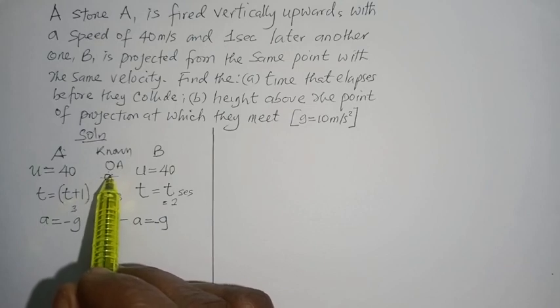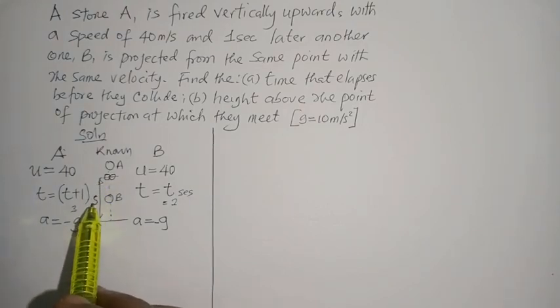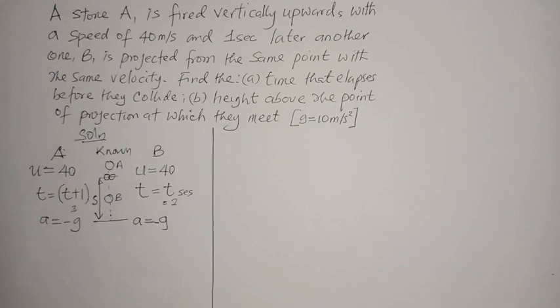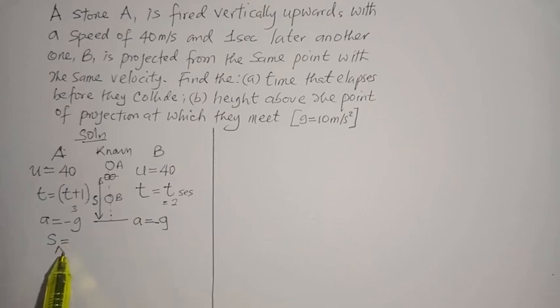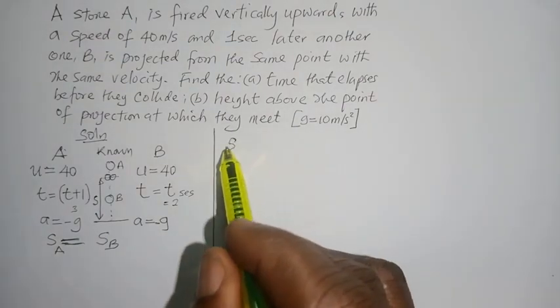By the time the two stones meet, let's say around here, when they collide with each other, they will be at the same vertical distance above the ground. That is, both stone A and B will be at the same height above the ground at the point where they collide in space. So the vertical distance risen by stone A will be the same as that risen by stone B.